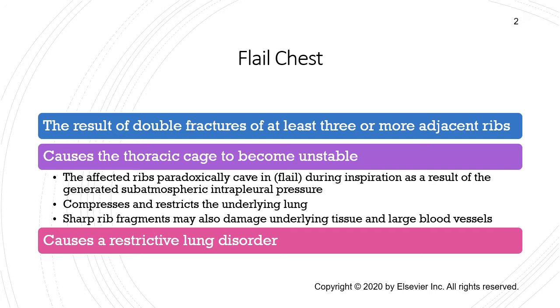This can cause a restrictive lung disorder. There may also be pulmonary contusions present, or alveolar hemorrhage or lung damage to the lung tissue under the fractured ribs. Sharp rib fragments can puncture the diaphragm, spleen, liver, and large blood vessels.